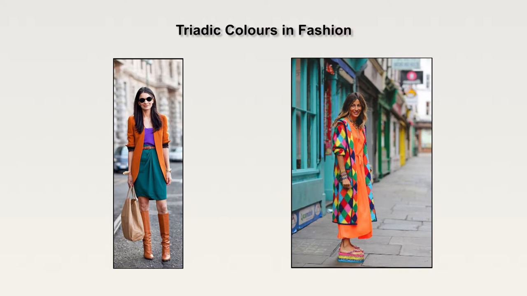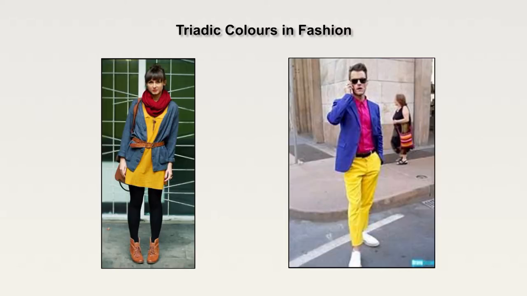These are some images from London Fashion Week Street Style. Observe the use of secondary and primary colors. They also are examples of triadic colors. Black, brown, red, and denimish blues are seen in these images.